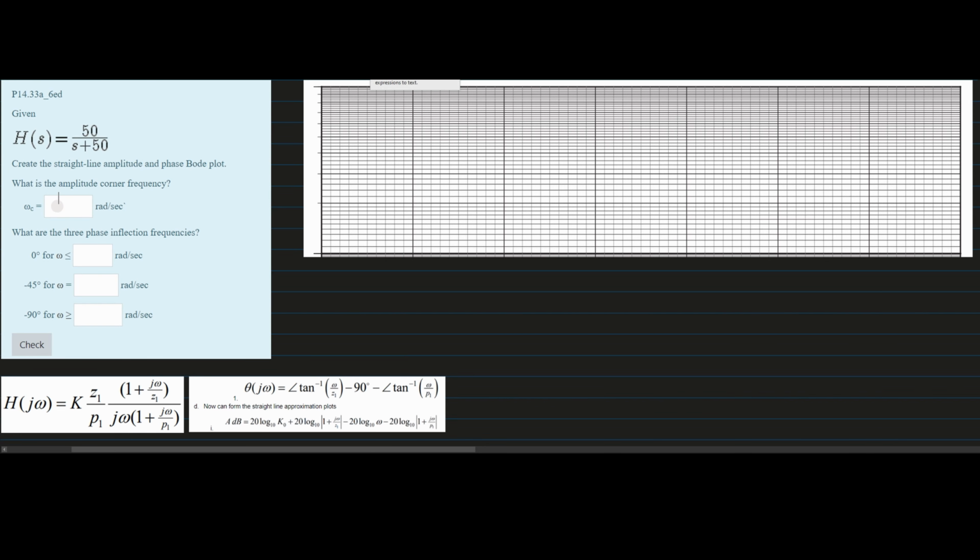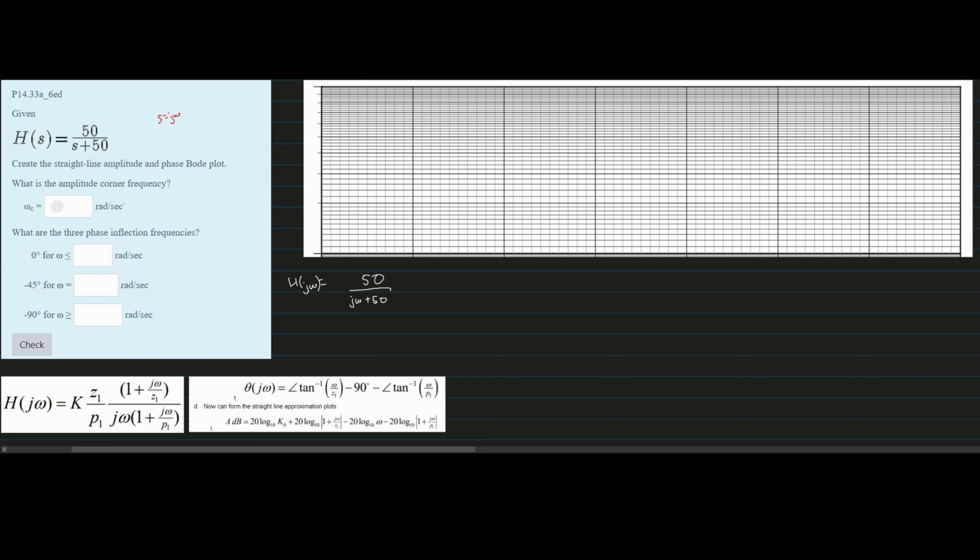In this problem, we have H(s) equal to 50 over s plus 50. To convert this to a Bode diagram, we need to convert all of our s's to j omega. So s is equal to j omega, and then we can rewrite this. So we have H(j omega), and this is equal to 50 over j omega plus 50.